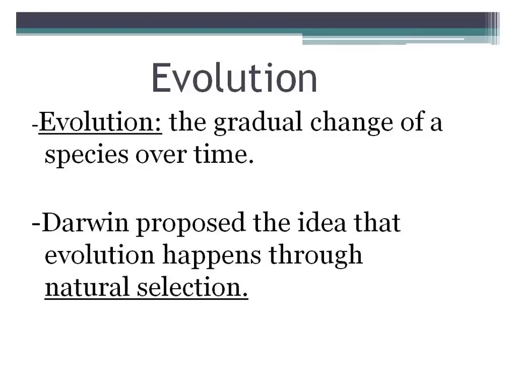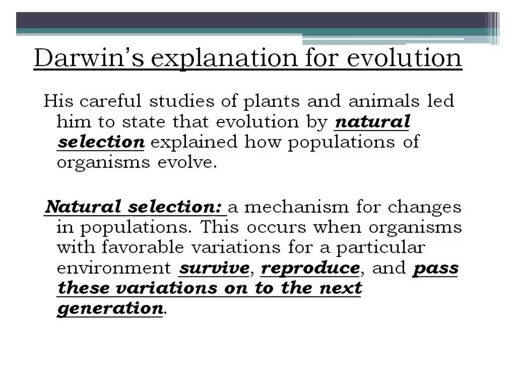Today we're going to be going over evolution. We know that evolution is the gradual change of a species over time. Darwin, a scientist who developed a theory of evolution, proposes this idea of evolution happening through natural selection. So you can see that natural selection here is a mechanism for change in a population.